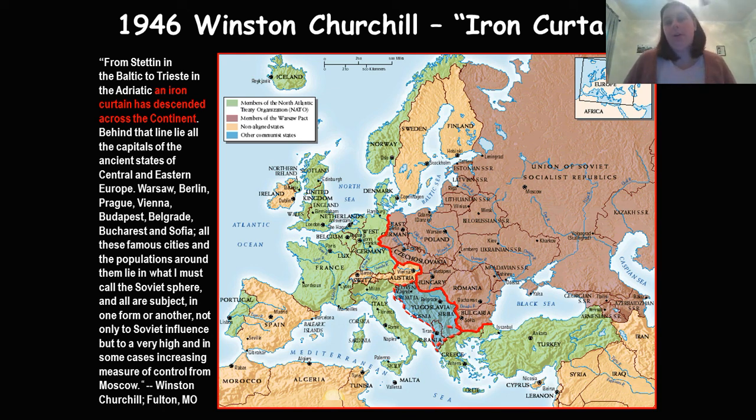If you're having a hard time with the curtain part of it, don't think like kitchen curtains. Think more like a stage curtain that would just drop really suddenly and dramatically, right, to signal the end of a scene or something of that nature. That's the kind of curtain that Churchill means here. So by 1946, it's become pretty apparent to anybody who's paying attention that there is this divide, but does that equate to a Cold War, right, is the basic question.